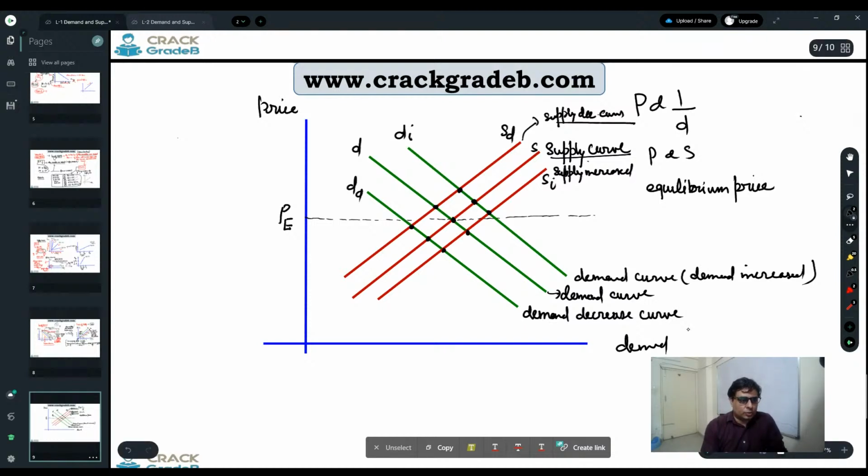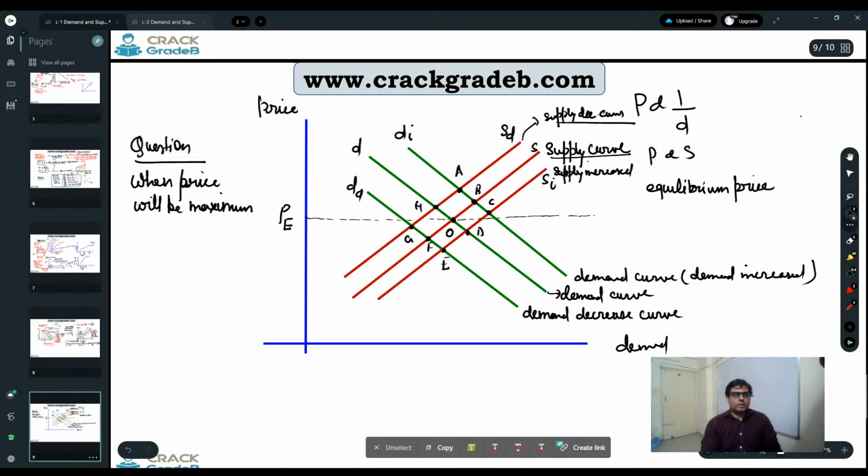So my question is, when will the price be maximum? These are the points A, B, C, D, E, F, G, and H, right? And this is point O. So O is the equilibrium price, right? And all others are different points.